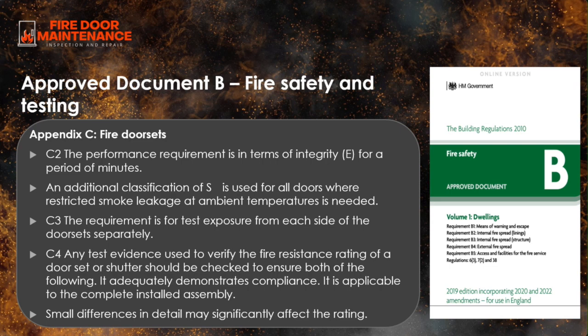So let's have a look at Approved Document B in more detail. In a number of tables in Approved Document B, it provides information relating to the types of tests that need to be carried out on fire doors and the specific standards that they should meet. In Table C1, it outlines what performance requirements a fire door set is expected to achieve. This is in terms of integrity, which is noted as an E on test information.